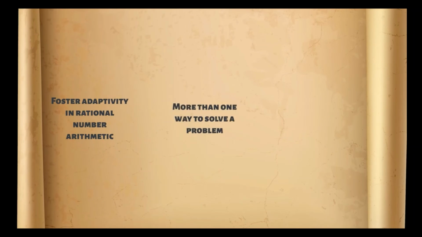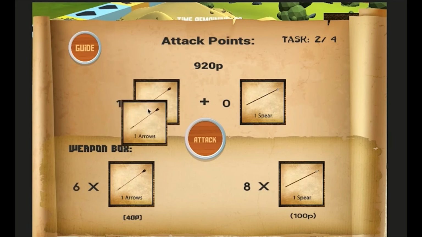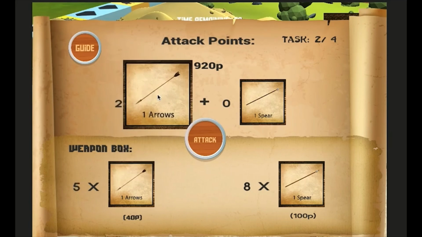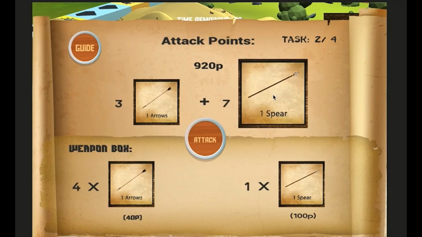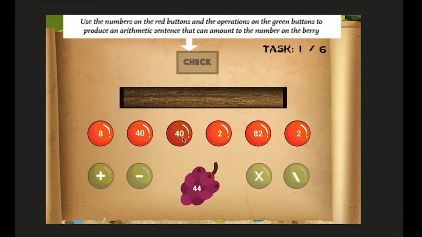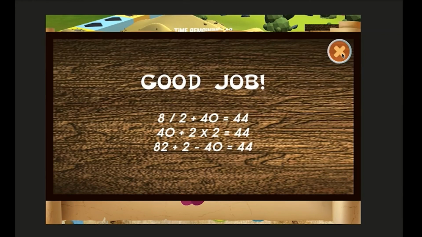There is always more than one way to solve a problem, and no fixed answers are provided. For example, to hunt buffalo, a player needs to use spears and arrows to accumulate the attack points required by different buffalo. To collect berries, a player needs to use the numbers on the red buttons to produce arithmetic sentences that amount to the number on the berry.